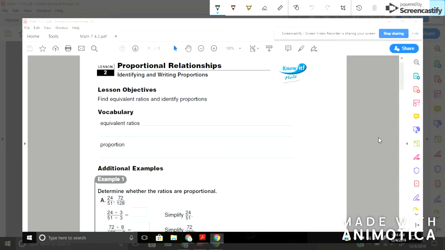The first one is equivalent ratios. Those are ratios that name the same comparison. One example I always use of this is pizza.